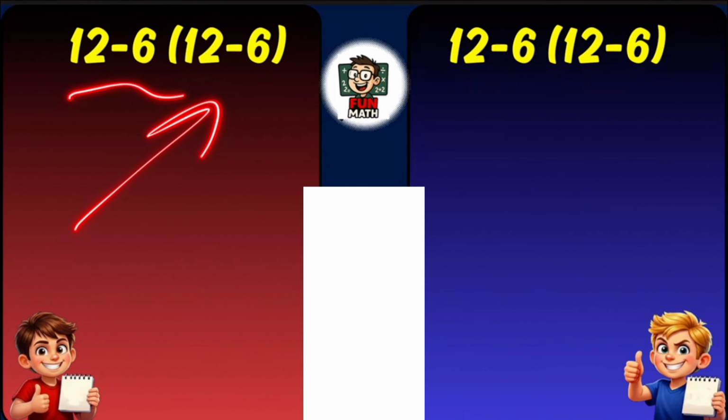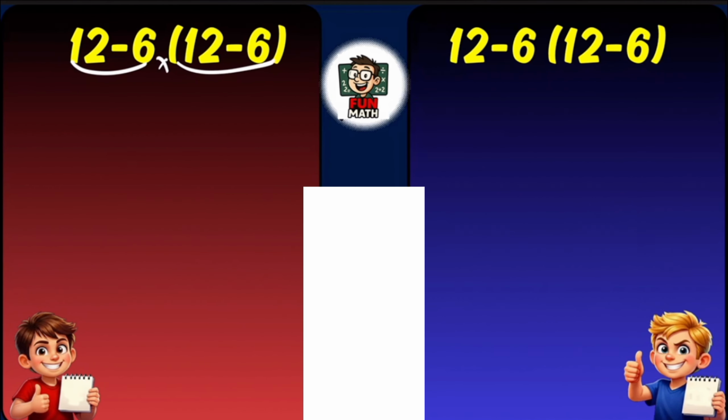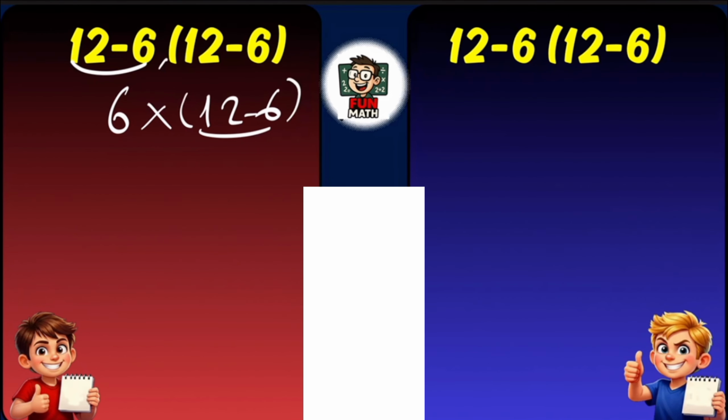Let's start with the first solution. Subtraction, hidden multiplication, parentheses. First, subtraction. 12 minus 6 equals 6. Parentheses, 12 minus 6 equals 6. Finally, multiplication, 6 times 6 equals 36. If you solve the problem this way, you made a mistake.